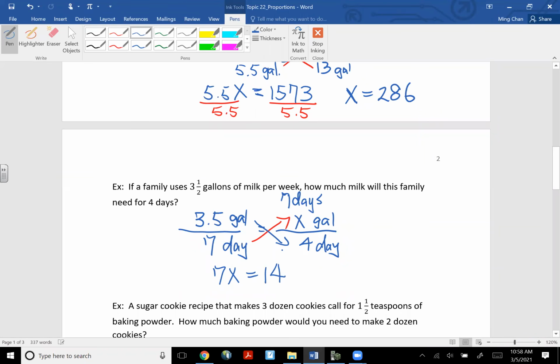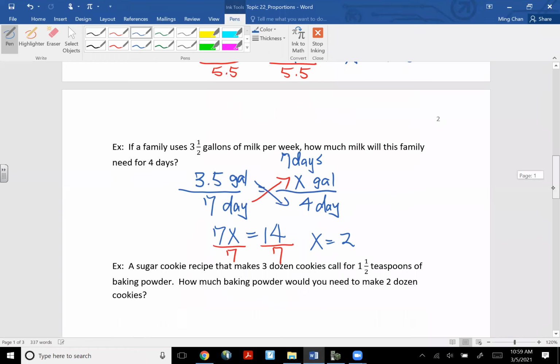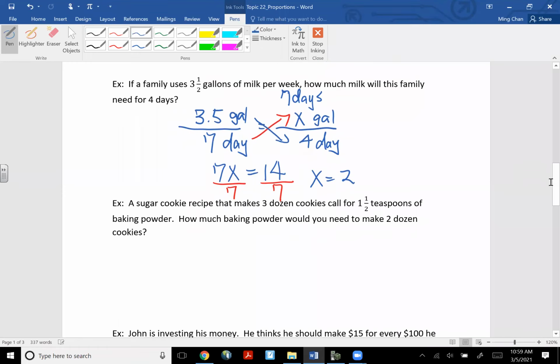So divide both sides by the coefficient. This is my variable term. 7 is a coefficient. Coefficient only exists within the variable term. So X is equal to 2. There you go. Okay. So that'd be 2 gallons for 4 days.